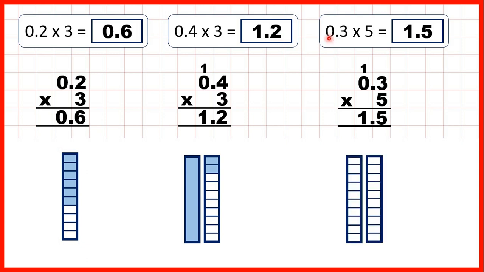Now we can show 0.3 5 times. So 0.3, 0.6, 0.9, 1.2, 1.5 is our answer because we have 15 tenths, and that's the same as 1 whole and 5 tenths.